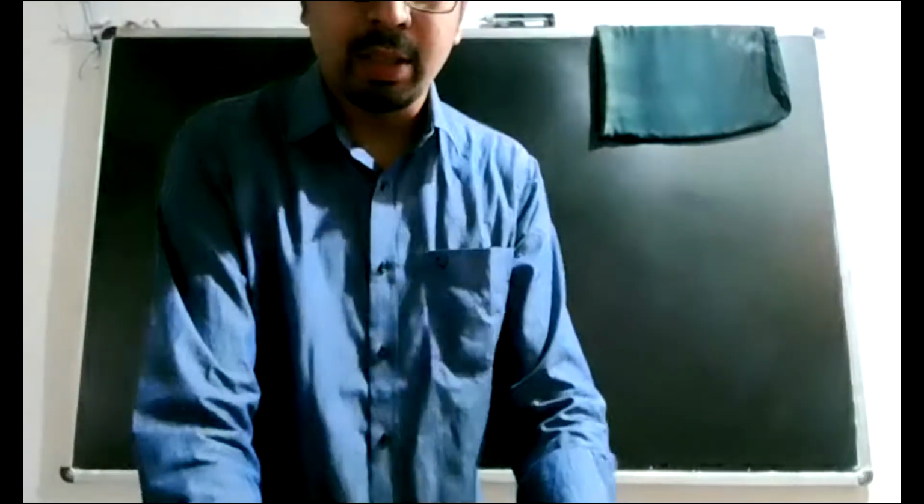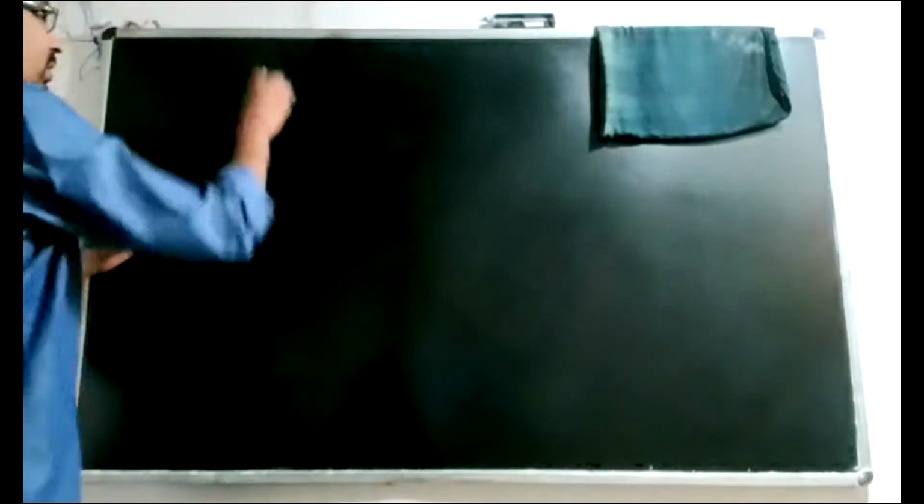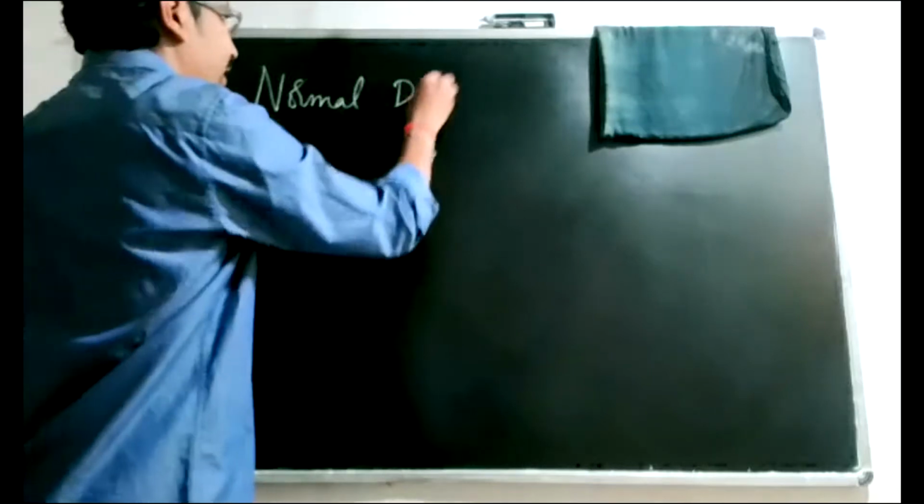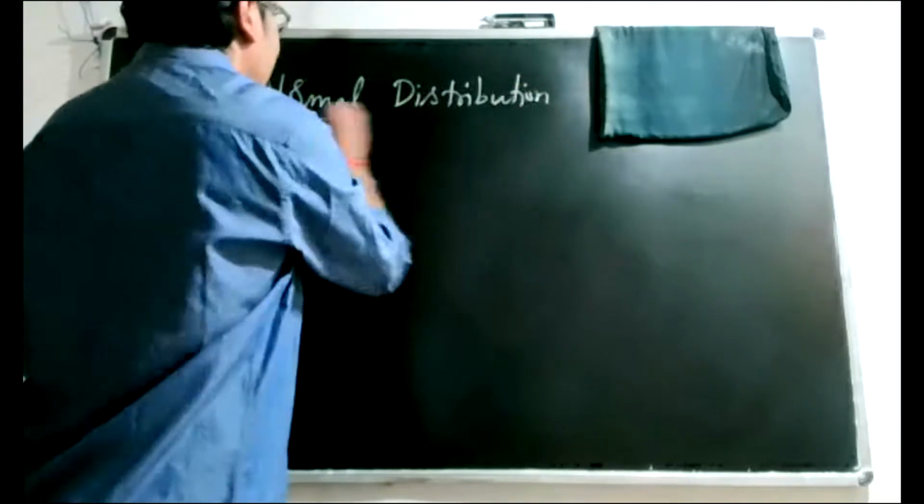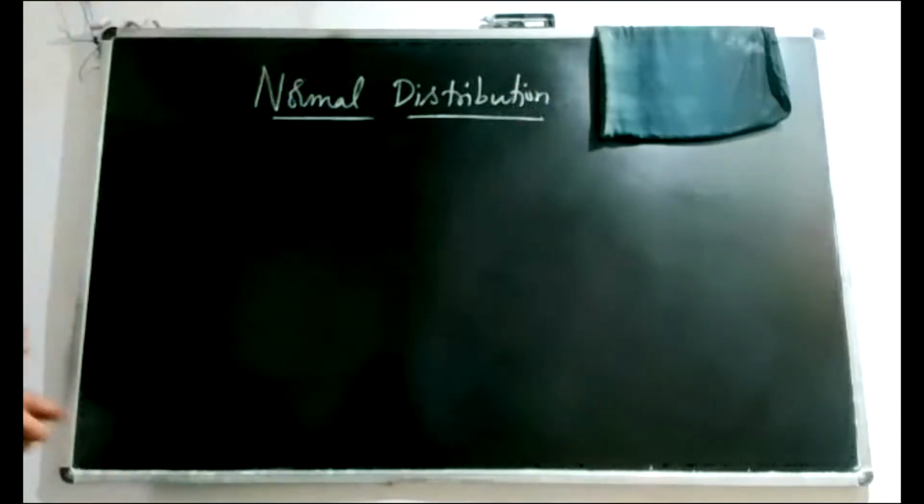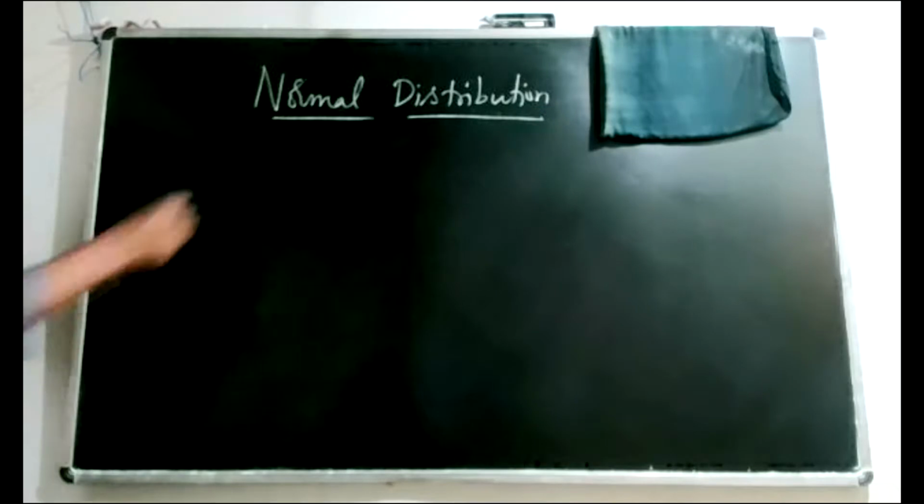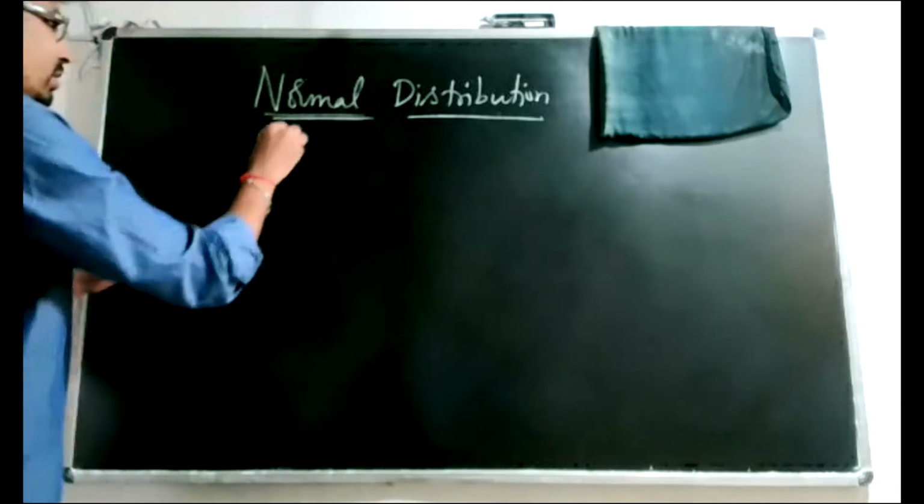We'll continue discussing the probability distributions. An important distribution in the field of statistics as well as data analysis is the probability distribution called the normal probability distribution. So why is it called normal? We'll look into that.